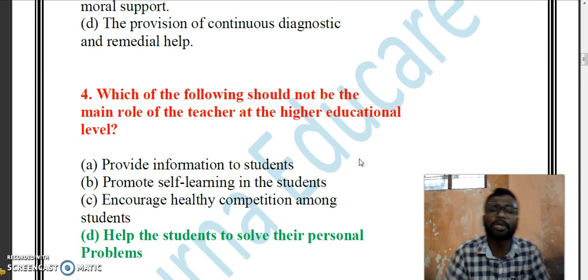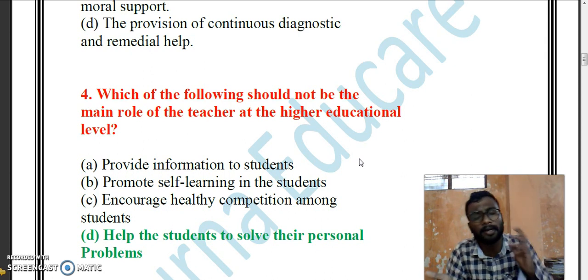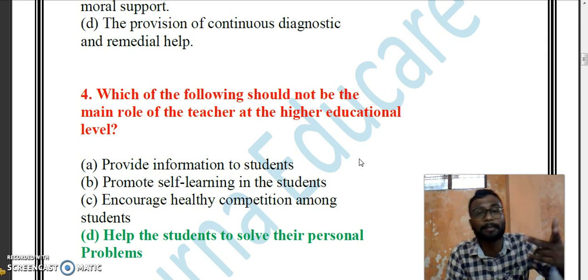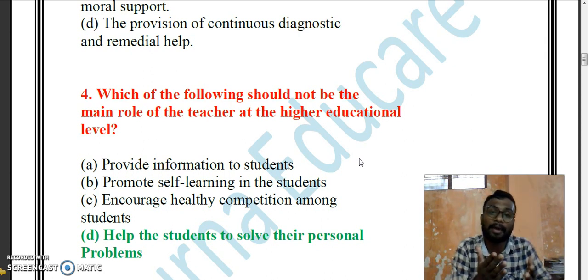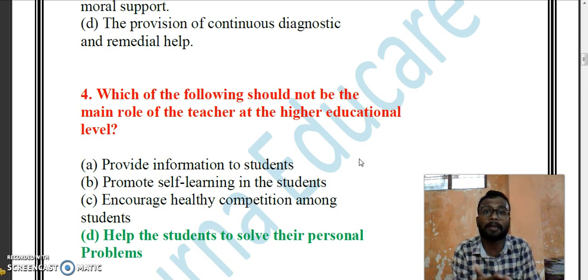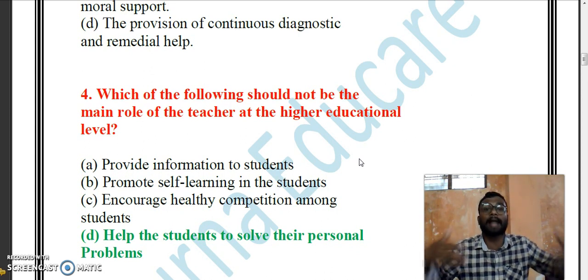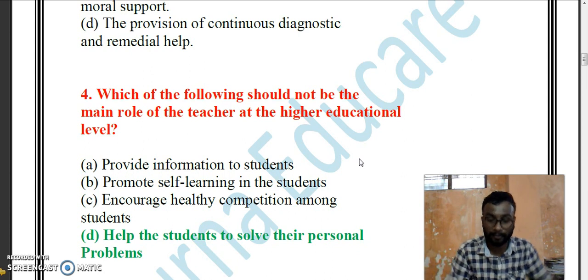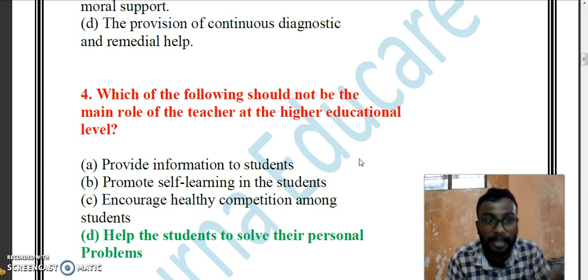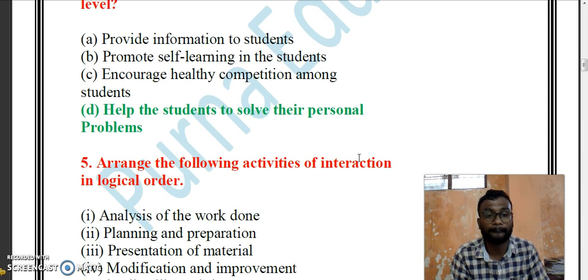Why should the teacher focus on the personal problems instead of the professional problems? If they focus on the personal problems, there is a chance of getting into complications, right? Yeah, so option D is the right answer.